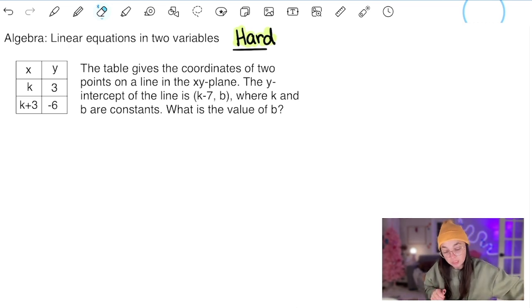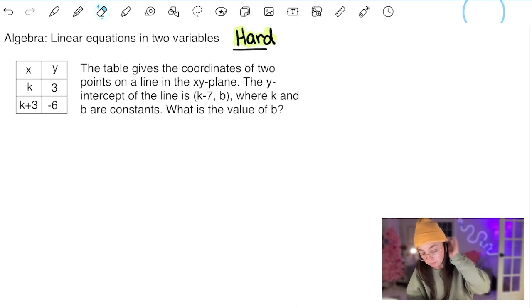So the table gives coordinates of 2 points on a line in the xy plane. The y-intercept of the line is (k minus 7, b), where k and b are constants. What is the value of b? And then we have a little table here. By the way, this problem here is very, very similar to a digital SAT problem. I just couldn't copy it because of copyrights. Okay, so let's jump right into it.